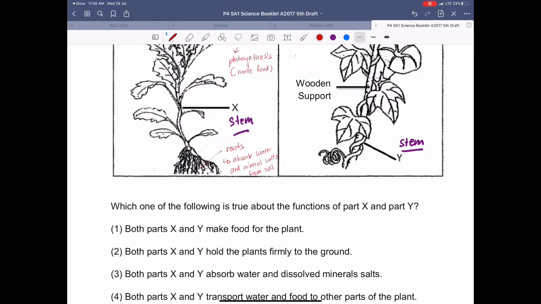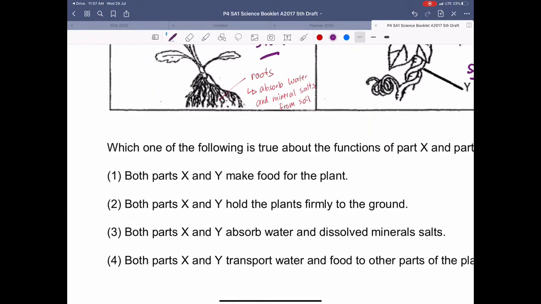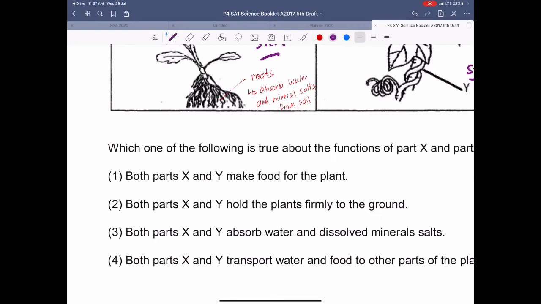Now, which part of the following is true about the functions of parts X and Y? So parts X and Y, they are both the stem. Remember, it is always the best possible answer. If you take a look at it, both parts X and Y make food for the plant. Do you think it's correct or wrong? Who thinks it's correct? Who thinks it's wrong?